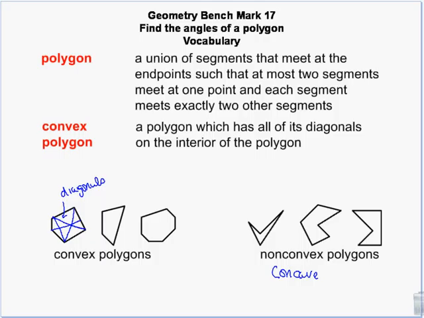Okay, so let me do this in red so it's more visible. These are all the diagonals. There's one that goes from here to here. So you can see most of them are inside, but then you have this one out here. Okay, so if the diagonal can go outside at all, it's not convex.